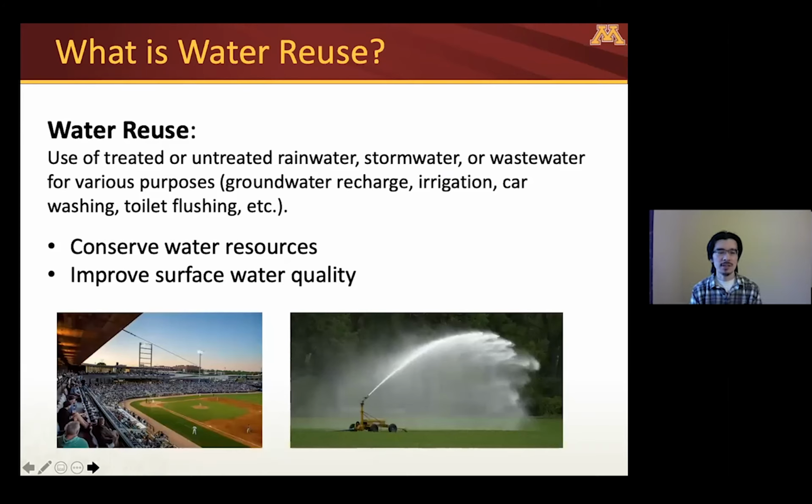One approach to conserve water resources is to reuse water. Water reuse is the use of treated or untreated rainwater, stormwater, or wastewater for various purposes, such as groundwater recharge, irrigation, car washing, toilet flushing, etc. This practice can conserve our groundwater resources, but when we reuse stormwater, it can also improve surface water quality, because nutrients in stormwater or rainwater can be removed or used for irrigations, rather than discharging into the surface water body.